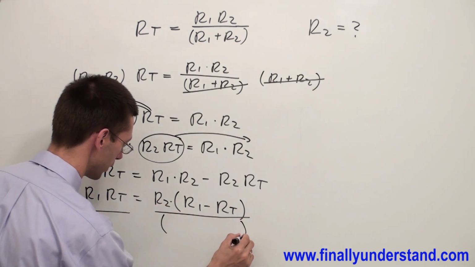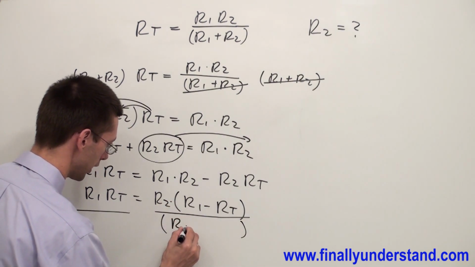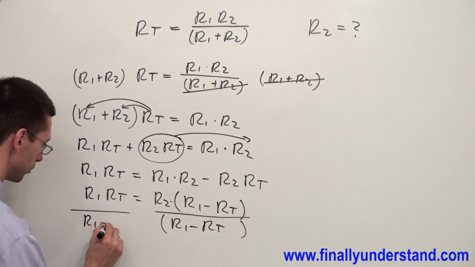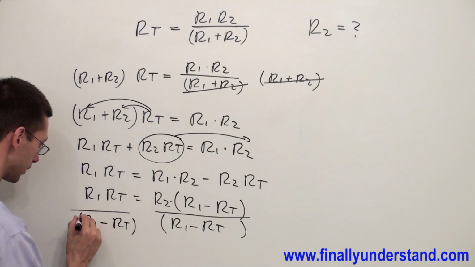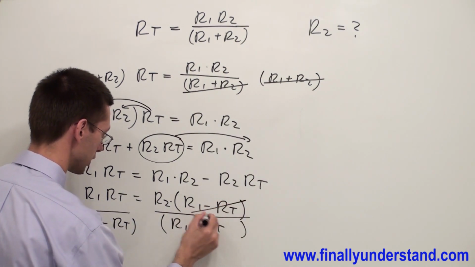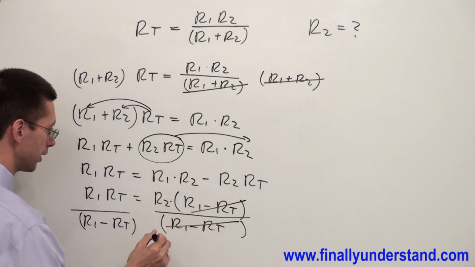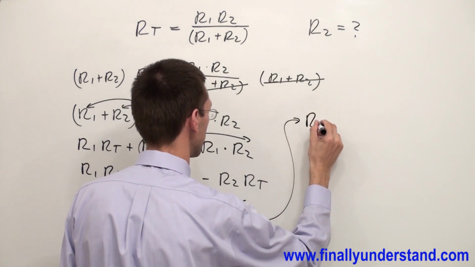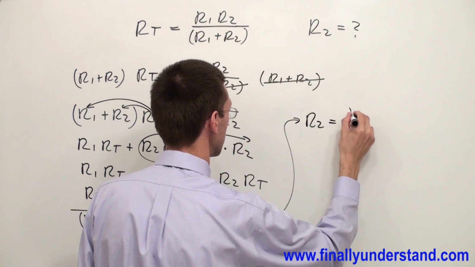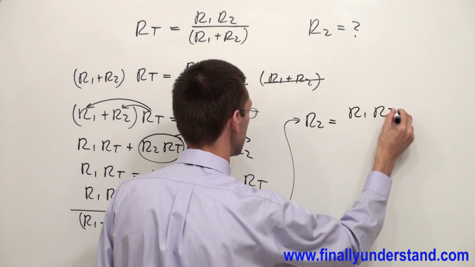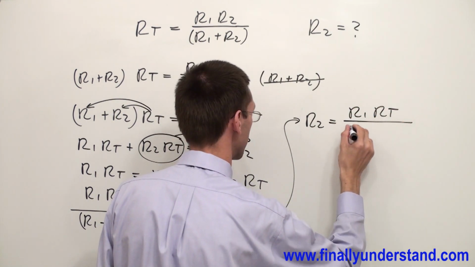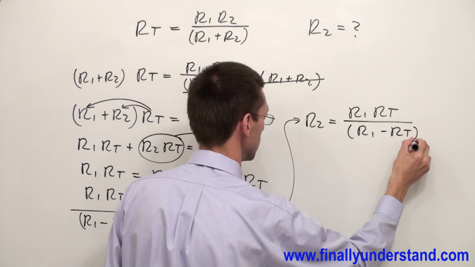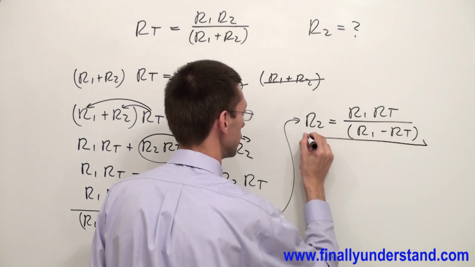Divide both sides of the equation by whatever is next to R2: R1 minus RT. R1 minus RT. Parentheses are going to cancel out, and you will end up with R2 equals R1 RT over R1 minus RT. And this is the solution to my problem.